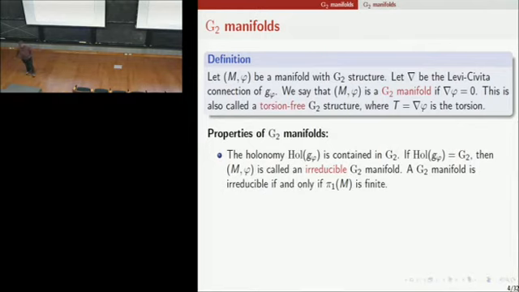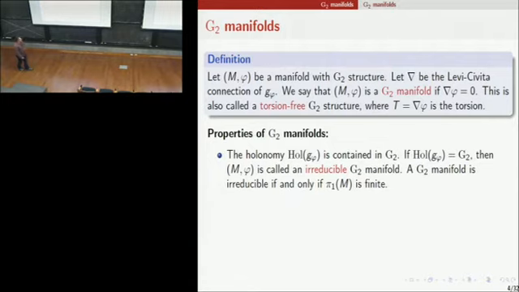Okay, so why are these important, or why are they interesting? If you have a G2 manifold, then the holonomy is contained in G2. It may be a proper subgroup. And if it is equal to G2, I will call these irreducible G2 manifolds. And Mark already mentioned this, that once you know the holonomy is contained in G2, whether or not it's equal to G2 is just a topological question: if and only if the fundamental group is finite.